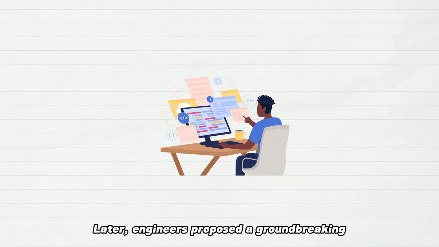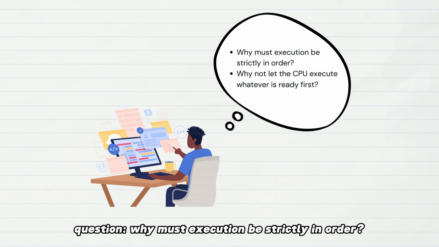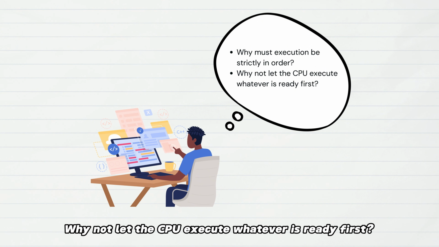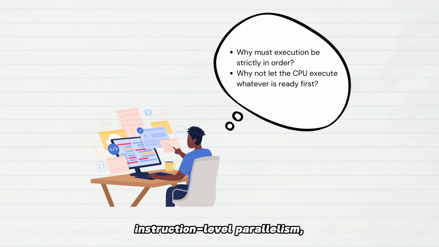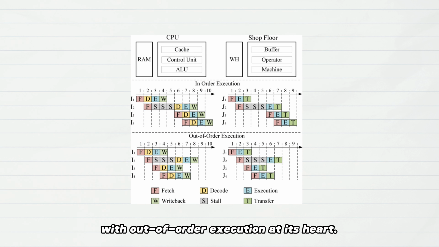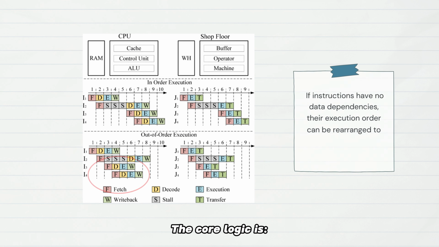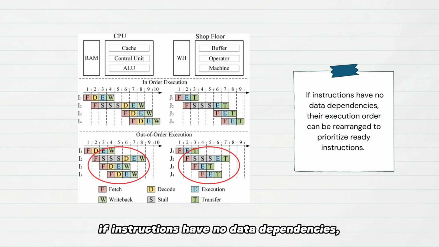Later, engineers proposed a groundbreaking idea. Why must execution be strictly in order? Why not let the CPU execute whatever is ready first? Thus, the core design philosophy of modern CPUs was born: instruction-level parallelism, with out-of-order execution at its heart. The core logic is, if instructions have no data dependencies, their execution order can be rearranged to prioritize ready instructions. The key implementation of this idea is out-of-order execution.